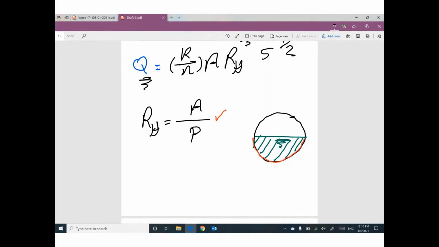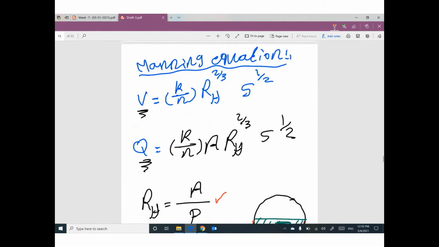If the flow is full, the pipe is full, I still can figure out the area. I still can figure out the wetted perimeter. So I can figure out the hydraulic radius, and then I can use this equation or this equation to figure out the velocity or discharge.